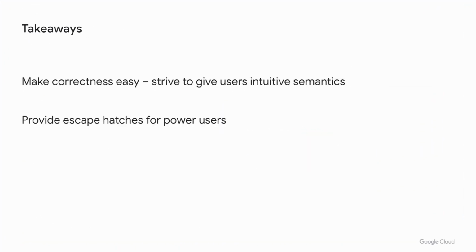What I would like to advocate today is to make correctness easy. We should strive to give the users of our systems intuitive semantics, even if that requires some extra work on our end to make sure that we can provide these semantics with enough performance that for most users, this will be fine. However, we still need to provide escape hatches for our power users. These users have very extreme performance demands, and sometimes it's okay to relax the consistency semantics for a small set of their use cases so that they can meet what they desire to achieve.